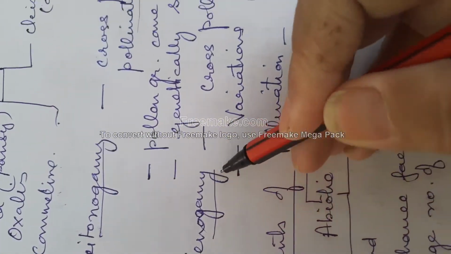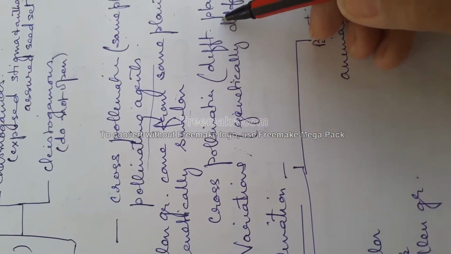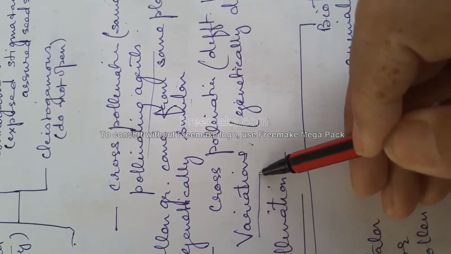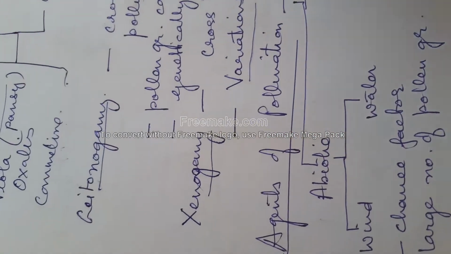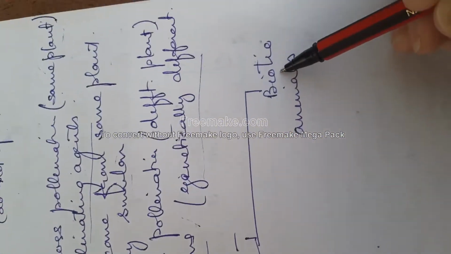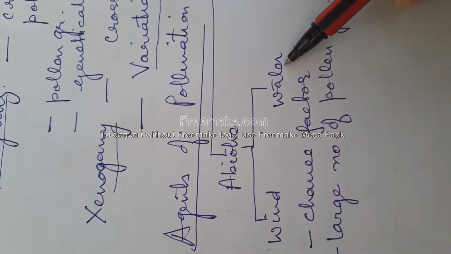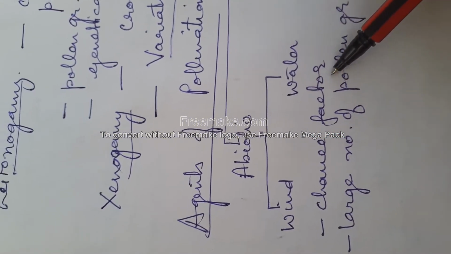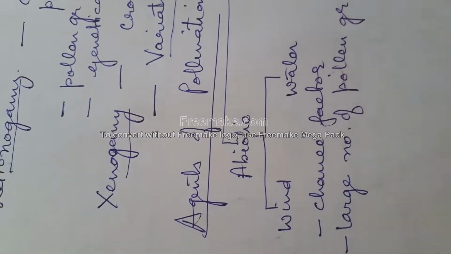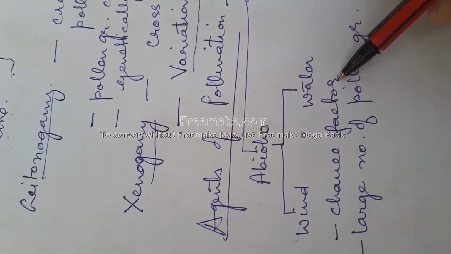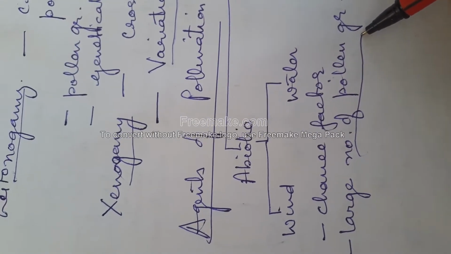Xenogamy is a cross pollination where pollen grains from a different plant settle on another plant. Here variations do occur because they are genetically different. The agents of pollination are of two types, abiotic and biotic. In abiotic we find wind and water as pollinating agents. Here it is a chance factor, because pollen grains might not settle on the stigma, or fertilization may not occur, so a large number of pollen grains are produced.